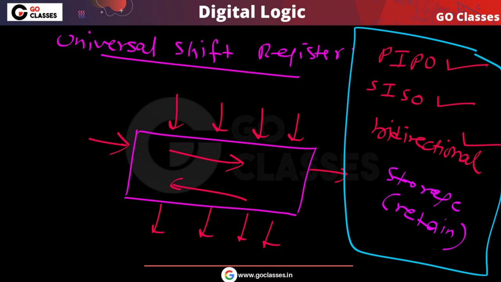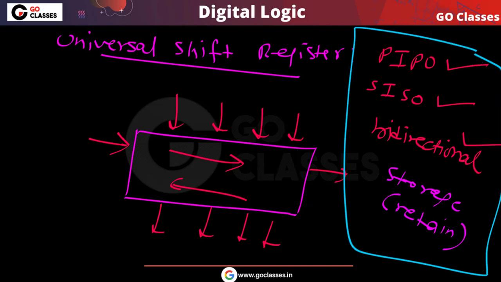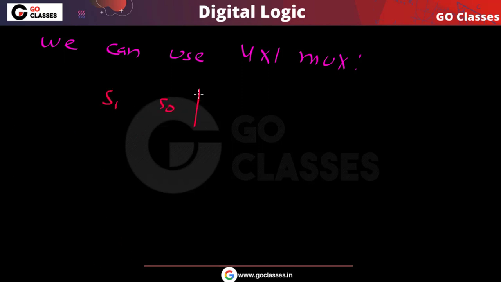And how do we do that? Here we have so many functionalities, so what we need is a 4 by 1 mux. I can say that we can use a 4 by 1 multiplexer. In this 4 by 1 multiplexer, we can use S1 S0.